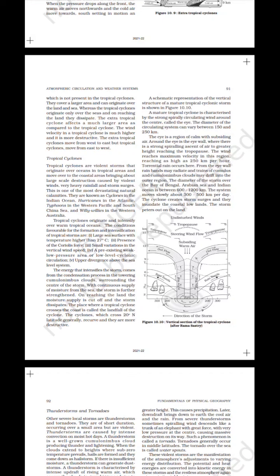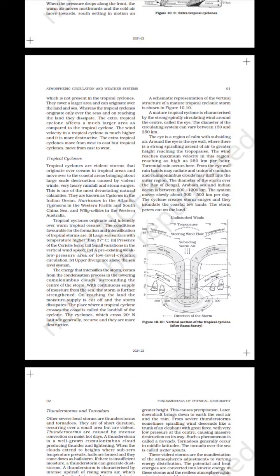With continuous supply of moisture from the sea, the storm is further strengthened. On reaching the land, the moisture supply is cut off and the storm dissipates. The place where a tropical cyclone crosses the coast is called the landfall of the cyclone. The cyclones which cross 20 degrees north latitude generally recur and they are more destructive.